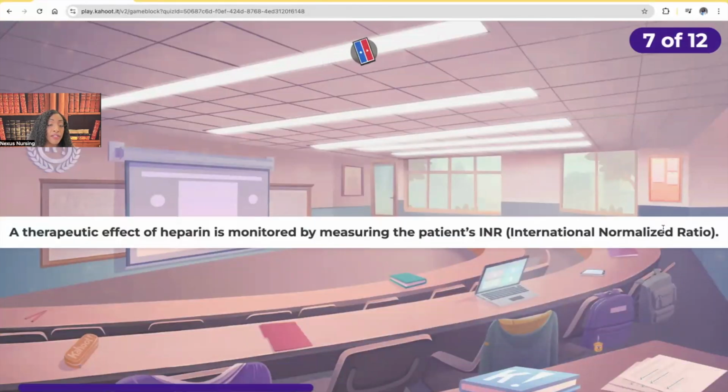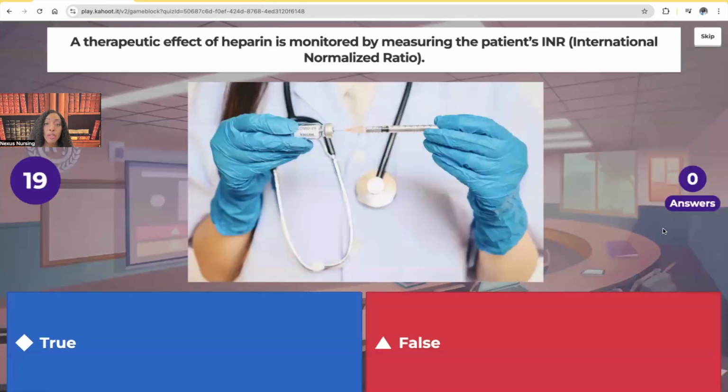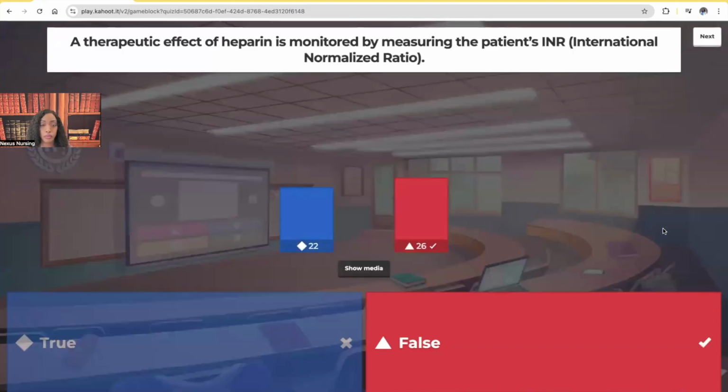All right, a therapeutic effect of heparin is monitored by measuring the patient's INR, which is international normalized ratio. Is this true or is this false? Very good. This was close though. Almost half of you guys chose true. All right. So heparin is an anticoagulant. And the test we use for heparin is a PTT.